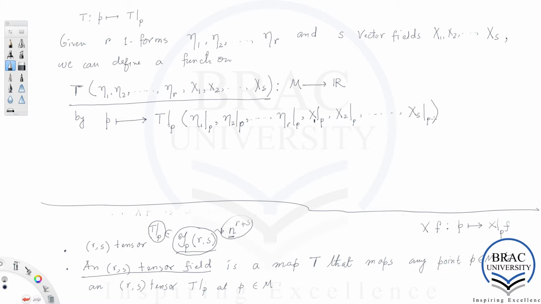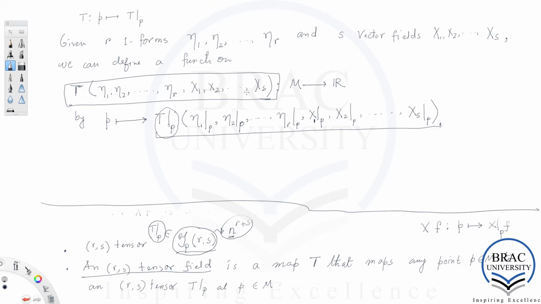Okay, so the resulting thing here is a number, right? Because this is an R comma S tensor, and this is acting on R covectors and S tangent vectors to spit out a number. And this number is defined by this. Okay, this is how we are going to define a function, this function.